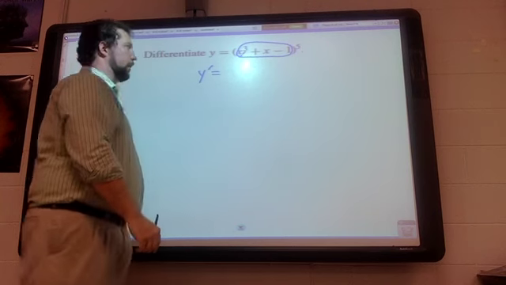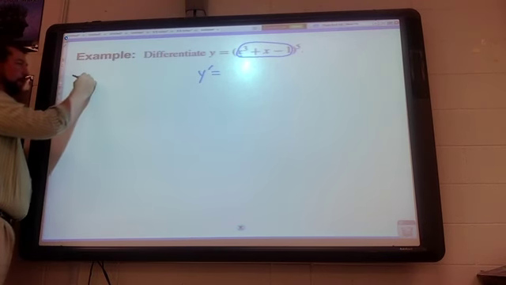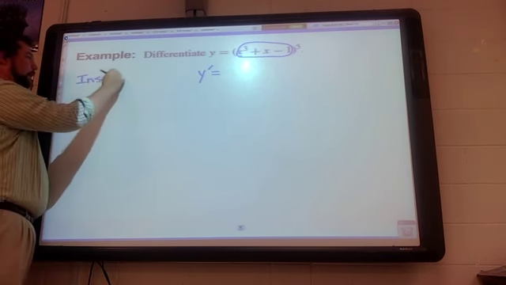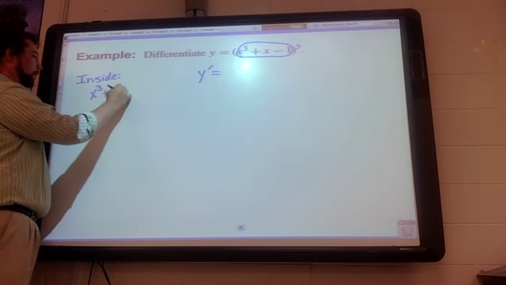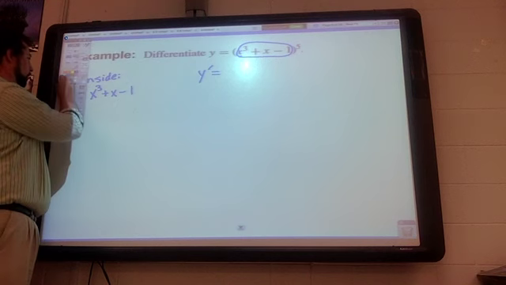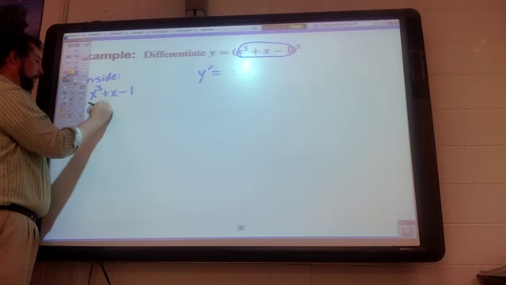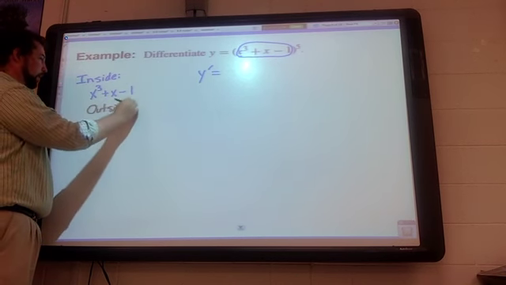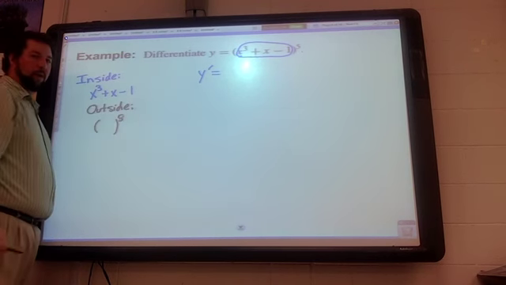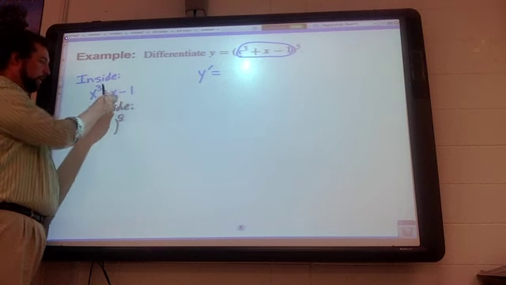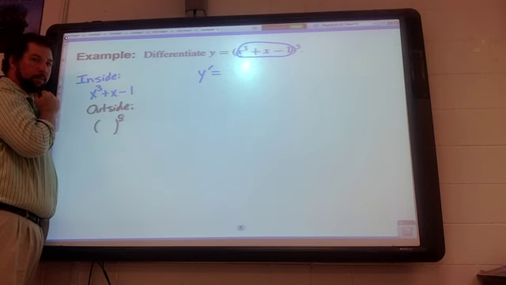So our inside, I'll write over here. You don't have to write this every time. But the inside, or the baby, is the x cubed plus x minus 1. And then the outside is just something raised to the 5th power. You see that? We've got the inside, which is inside of this outside part.